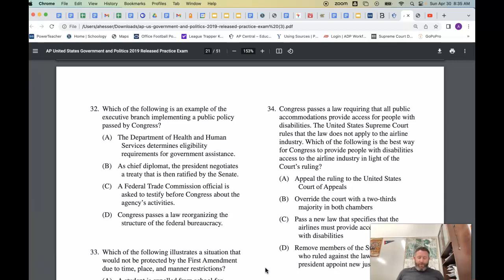Remember, we've had 2 questions like this over the course of the year, including this one itself, and it is a fairly hard question, but it shouldn't be. It's just, boom, the executive branch implementing policy, which is passed by Congress. That implies the bureaucracy. Look for a bureaucratic agency. I see one in A. And I see one in C.